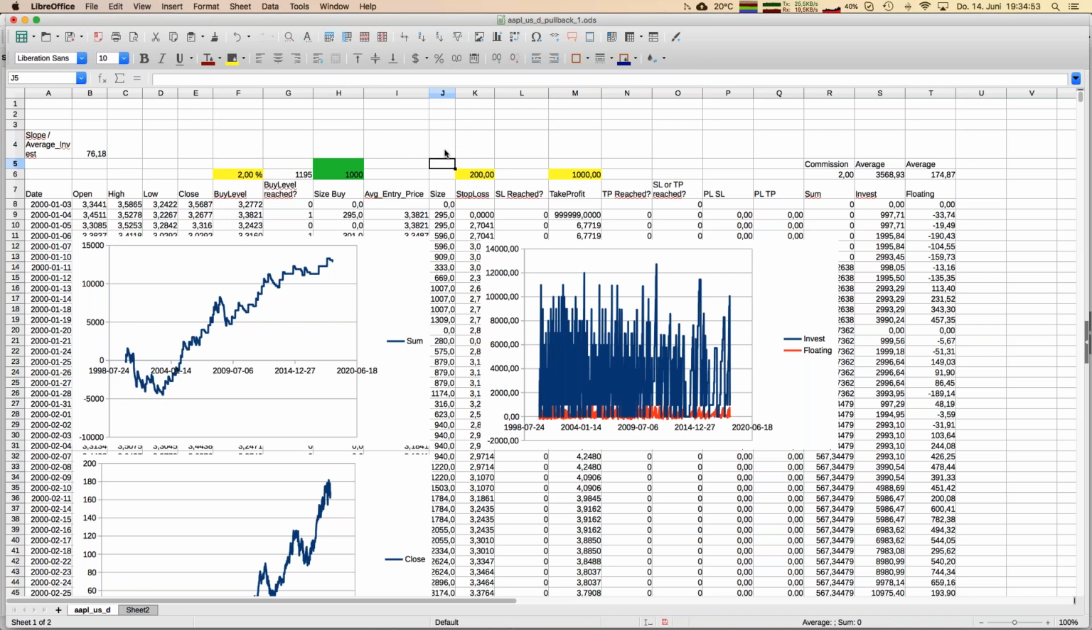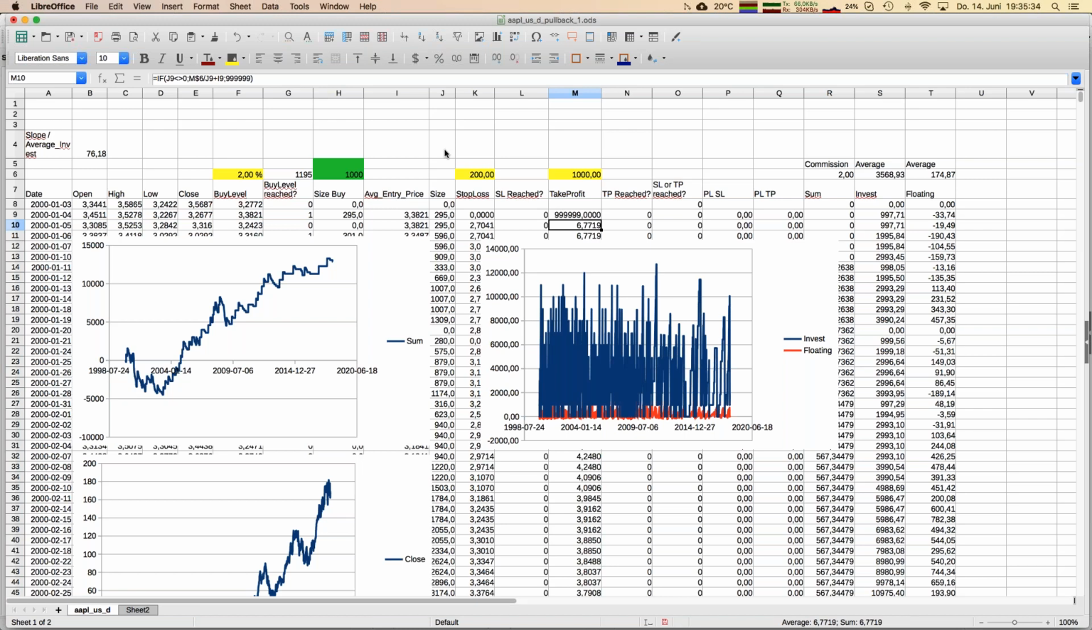If you dive a little bit deeper into the Excel sheet, what really counts is a ratio between the size value, stop loss value, and take profit value. Therefore, you don't have to change all three of them. And the rest is done by the Excel sheet itself. So whenever we buy, for example, in the second row here, we reach our buy level. And of course, as I mentioned, during that day of buying, we don't have a stop loss, we don't have a take profit. With the open of the next day, we place a stop loss and a take profit.